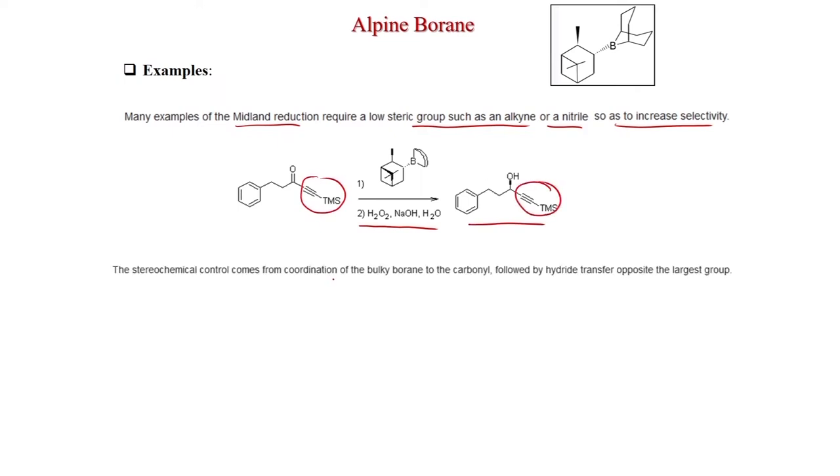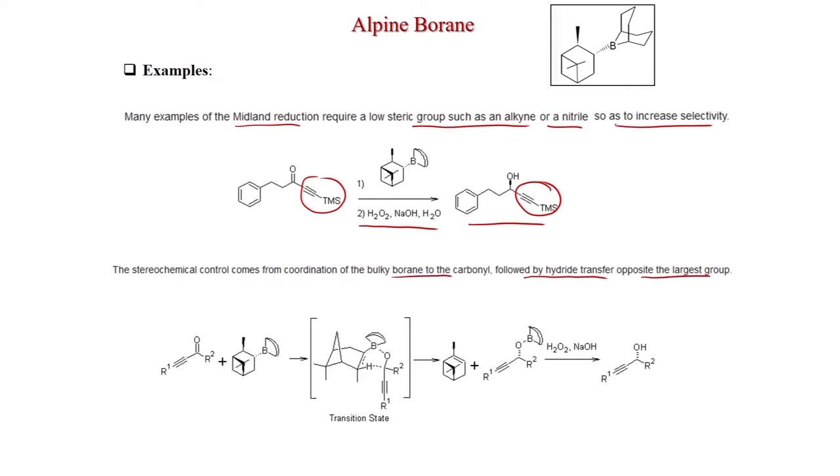The stereochemical control comes from coordination of the bulky borane to the carbonyl followed by hydride transfer opposite to the largest group. So, here again the transition state we have drawn, this is the alkyne and this is the R2 group here. So, alkyne and methyl they are parallel and close to each other, this is the transition state and this is the boat conformation. And now the hydride will deliver from the top face, so you get the alcohol here, and you get this alkoxyboronate and alpha pinene. After that H2O2, NaOH treatment you get the alcohol.